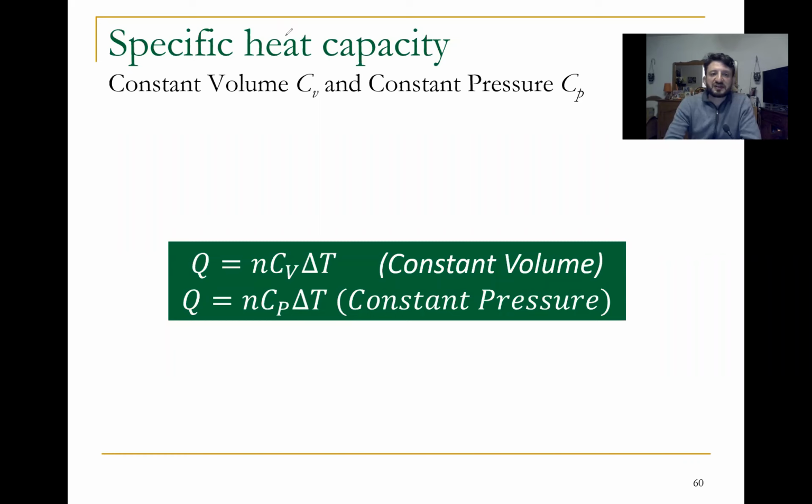So this is the general case, Cp and Cv, where Q equals n Cv delta T and Q equals n Cp delta T. Let's go now to the isochoric process.